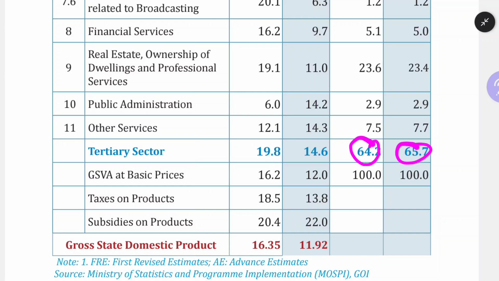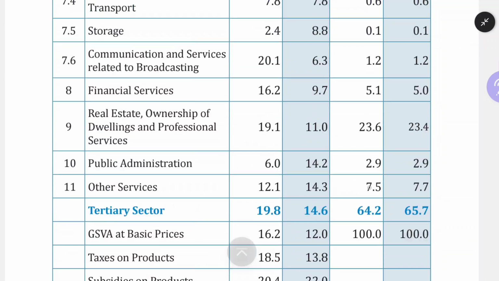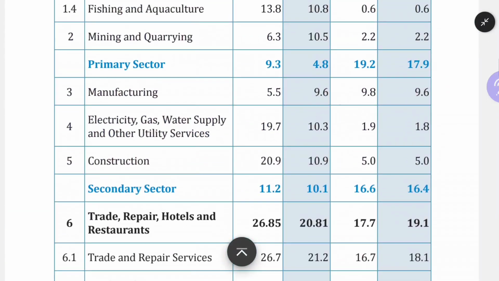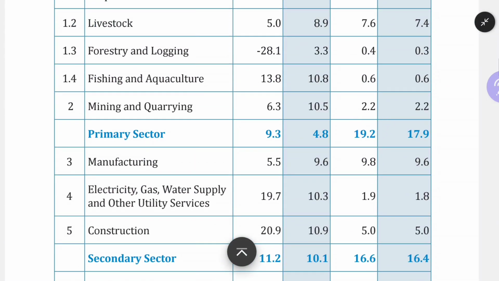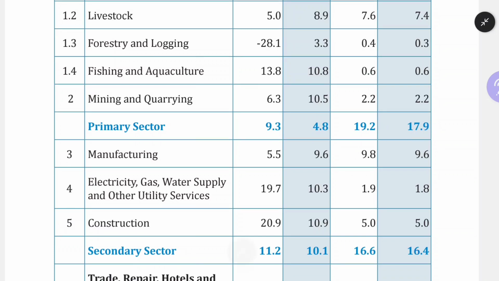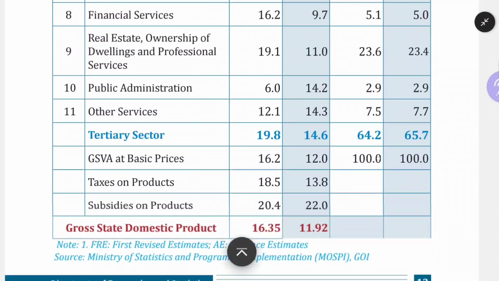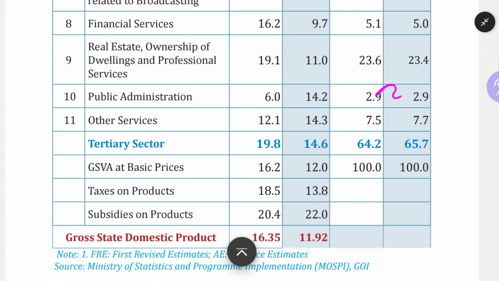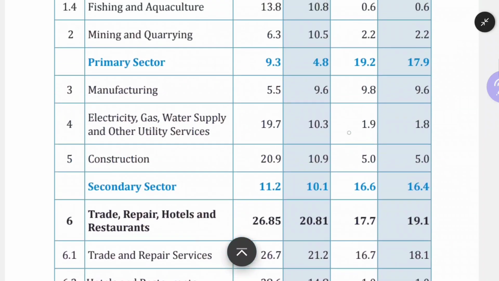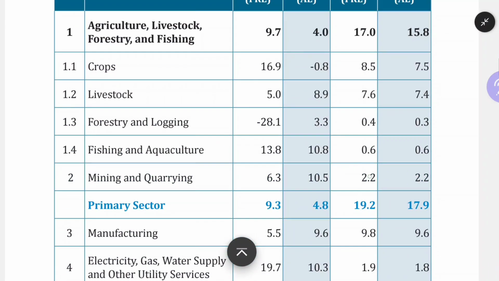Please do memorize this with me. That is very, very important for your examination. So that is what you have to do for group 3 and group 2. Primary sector 19.2, 17.9, secondary sector 16, 16 as I already told you. Obviously, the highest contributor to the GSDP is the service sector, which is around 60. 60 you remember, 64, 65 like that you remember. So that is about the primary, secondary and tertiary sector growth rates.